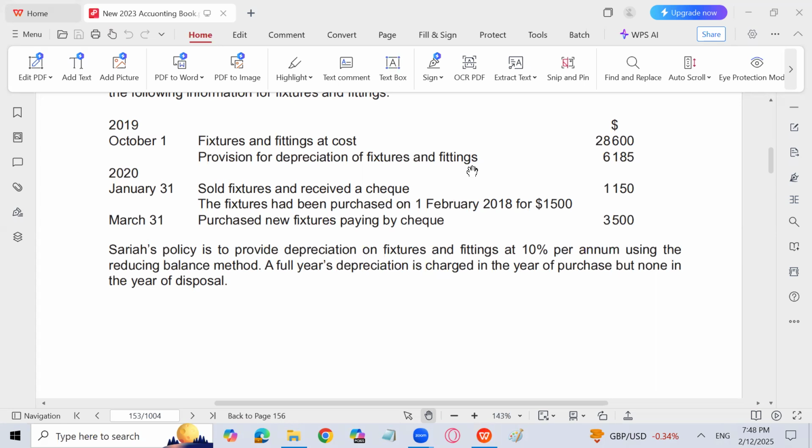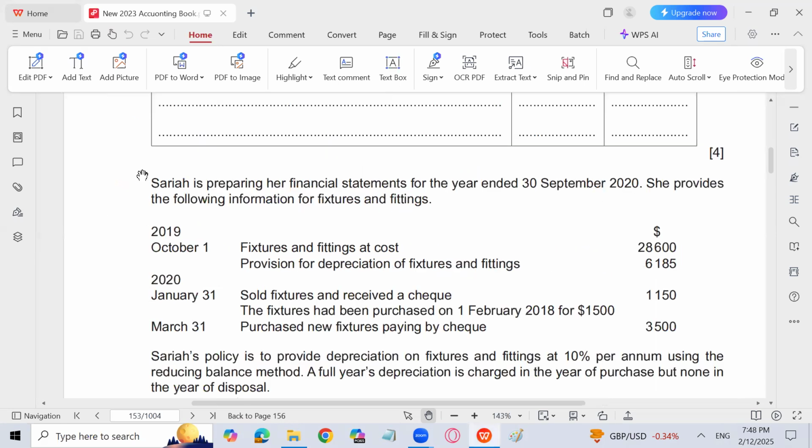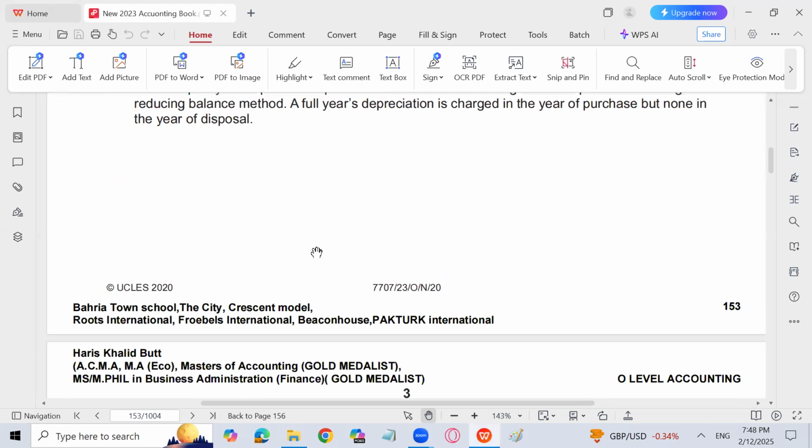We are solving a question of O-level accounting. The topic is depreciation, and students usually find it difficult in the paper. So that question we are going to solve came in October-November 2023. What is new in this question? The new thing is that we have the reducing balance method, along with an asset sold also given.